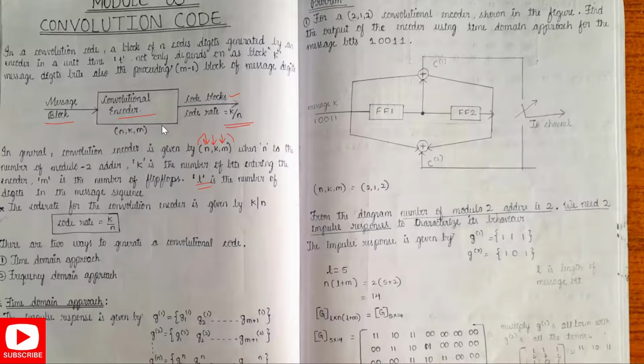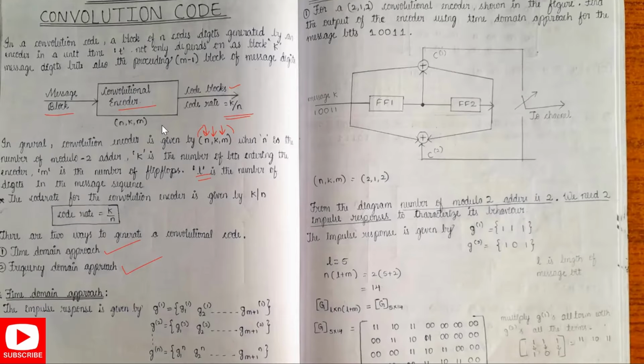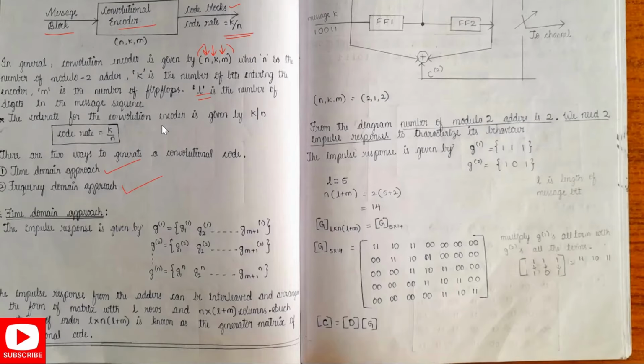There are two ways to generate the convolution code: one is the time domain approach and the other is the frequency domain approach. In the time domain approach, the impulse responses are given as g1, g2 till gn. Here the impulse responses from the adders can be interleaved or arranged in the form of a matrix with L rows and n(L+m) columns. Such a matrix is known as the generator matrix of the convolution code.